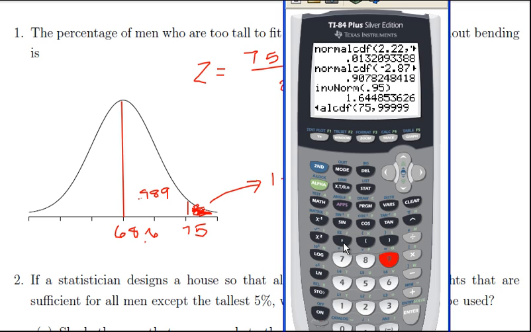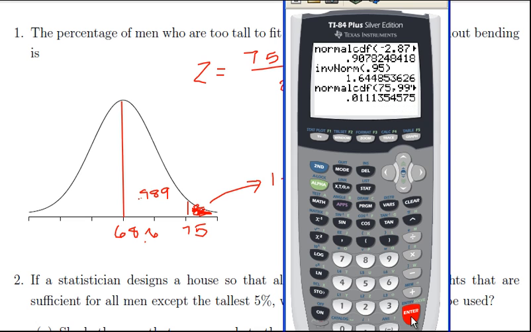So a bunch of 9s, comma, and then I want to put in the mean. And then I want to put in the standard deviation, so 2.8. Okay, so lower bound, upper bound, mean, and standard deviation. And that gives me 0.011135. Okay, so very close to what we got using the table.